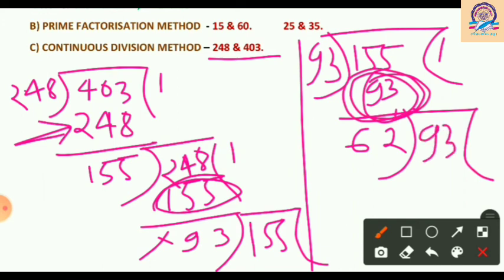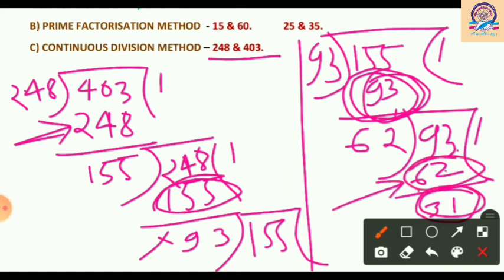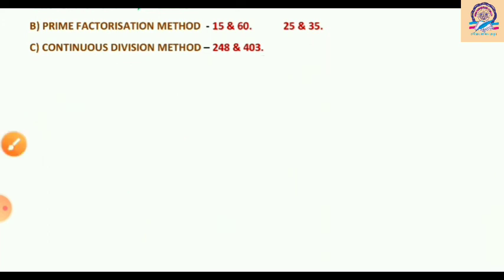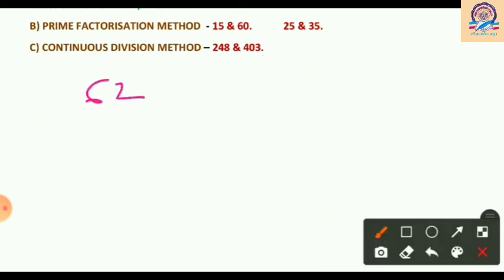So write here 93, and it can divide only one time. Write here 62. So 3 minus 2 is 1, and 9 minus 6 is 3. Remember, 31 is the remainder, and it will be our new divisor, and the second number, that is 62, will be our new dividend. So let's divide 62 by 31. It can divide only two times.